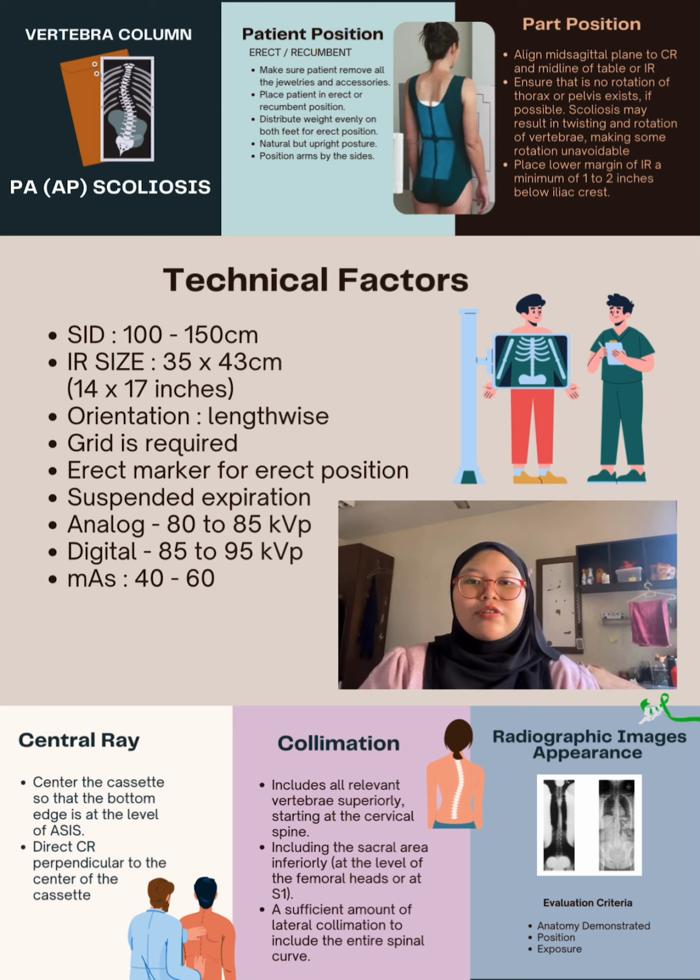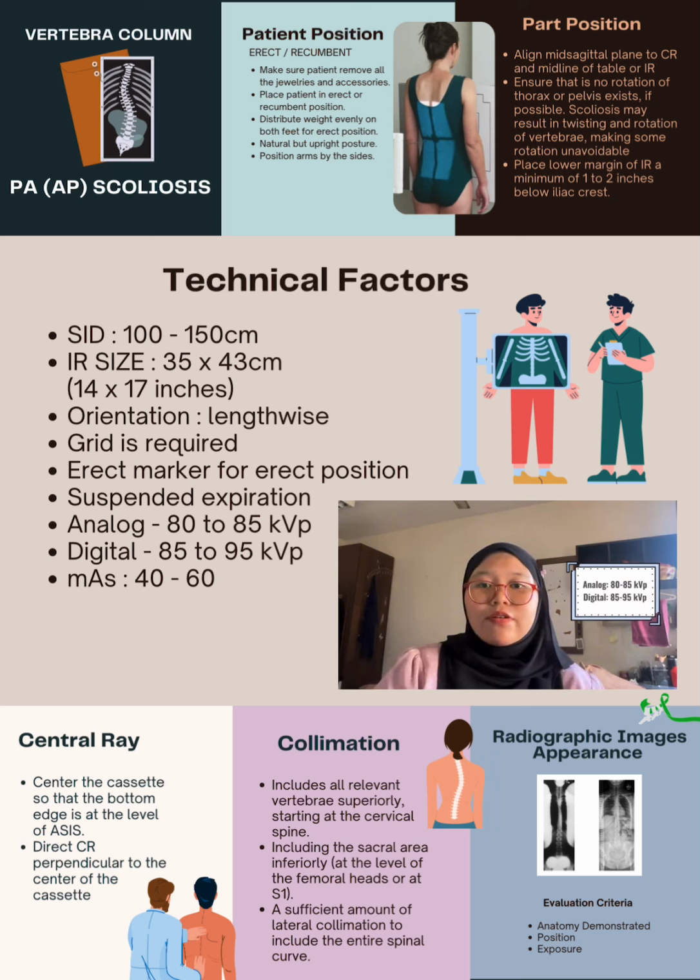The orientation of the cassette is lengthwise. Not only that, grid is also required in this projection. For the exposure, in analog, the exposure is between 80 to 85 kVp, while in digital system, it is 85 to 95 kVp. For the mAs, it is 40 to 60 mAs. Erect marker for the erect position. Last but not least, the breathing instruction is suspended expiration.